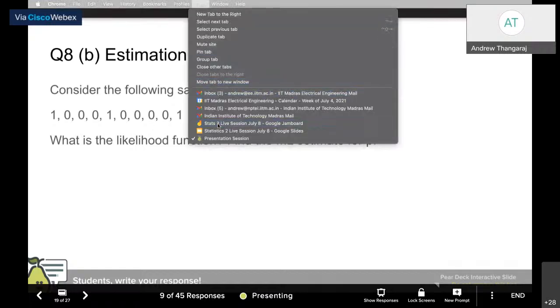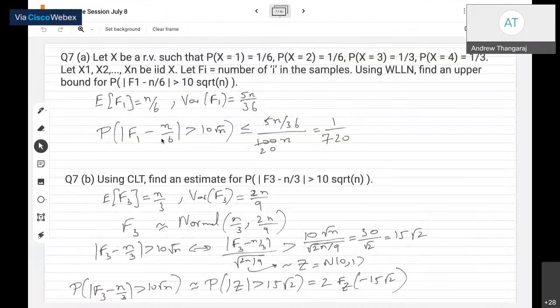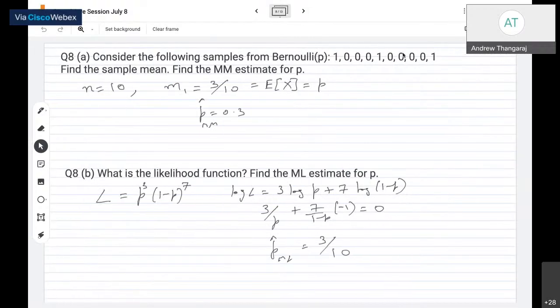If you want me to look through the solution real quick, this is how I would write the solution for this problem. So n is n, and the moment is 3 by 10, equal to the expected value of the distribution moment, x, and that's p. So p hat is 0.3. That's the first question. And the second question: the likelihood function is p power 3 into 1 minus p power 7. And then you differentiate.